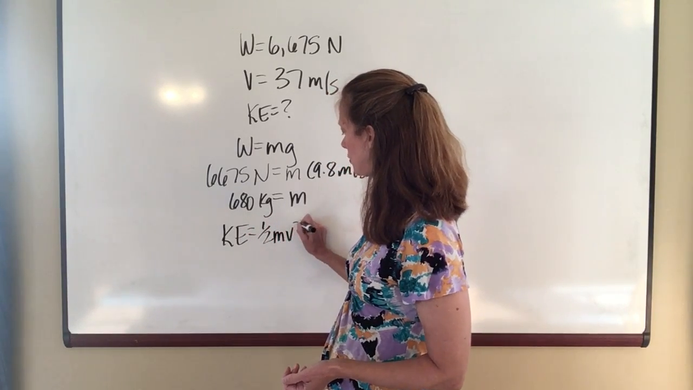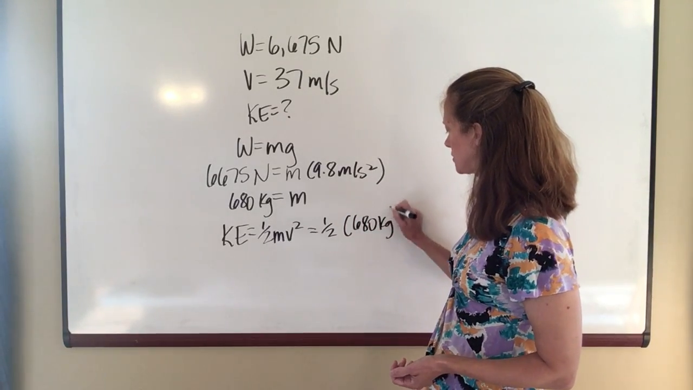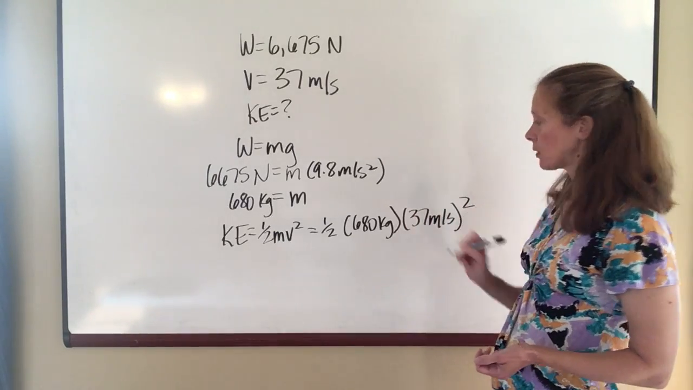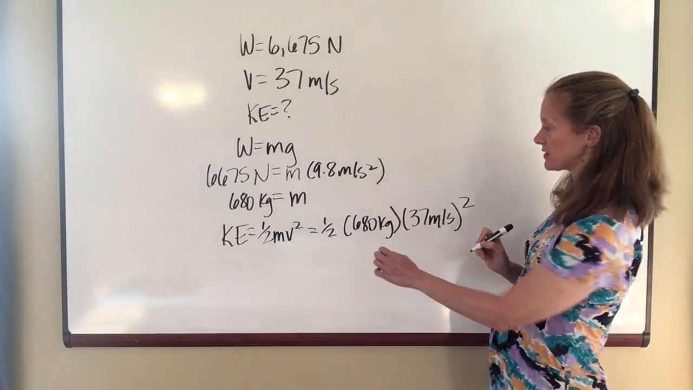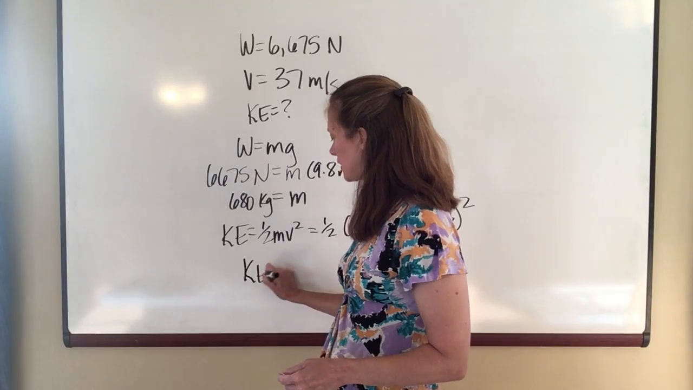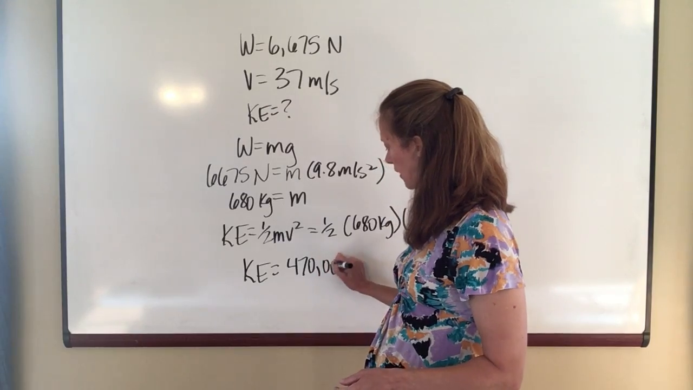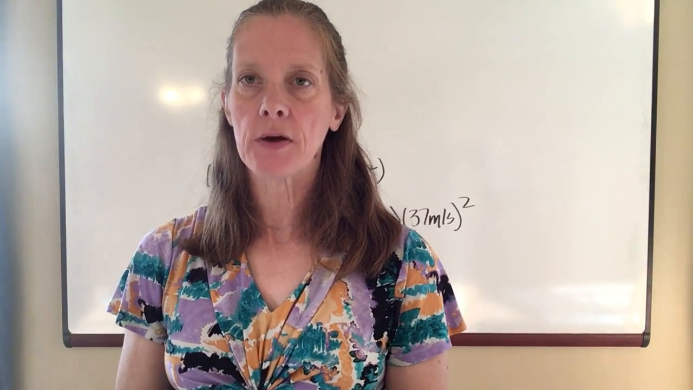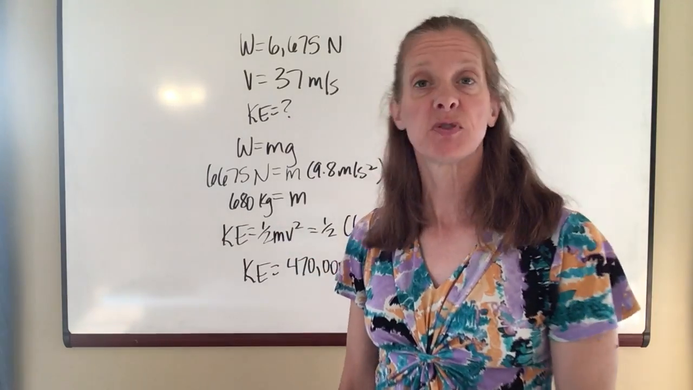Okay? Now that I know the mass, now I can use my formula for kinetic energy, which is 1/2 mv squared. So I'm going to have 1/2 times 680 kilograms times the velocity that they gave me, 37 meters per second, that quantity squared. And so if you type all that in your calculator, again, that's going to give you kilograms meters squared per second squared, which will be in joules. So the kinetic energy, when you type all that in, will give you 470,000 joules of kinetic energy. Okay, so real simple calculation there. You just have to make sure that you have the mass and then calculating the kinetic energy. It's really pretty easy to do.